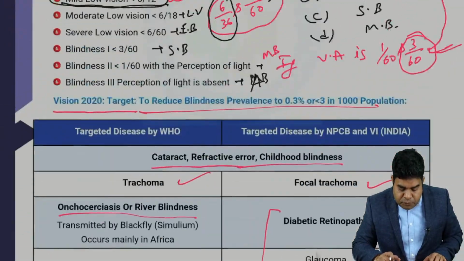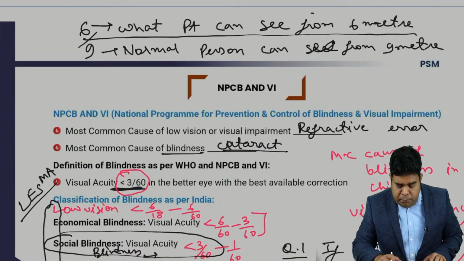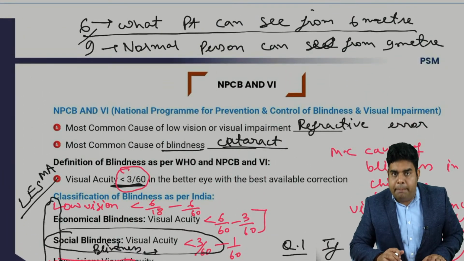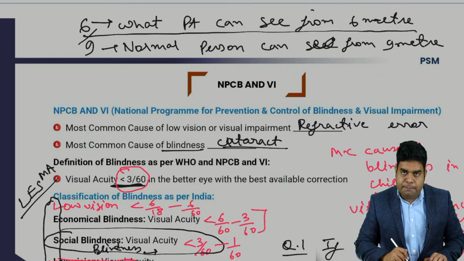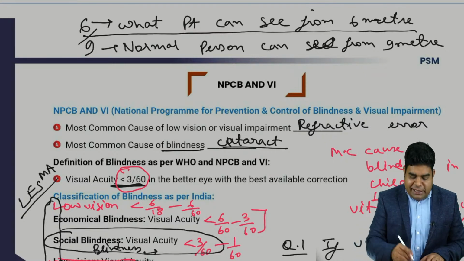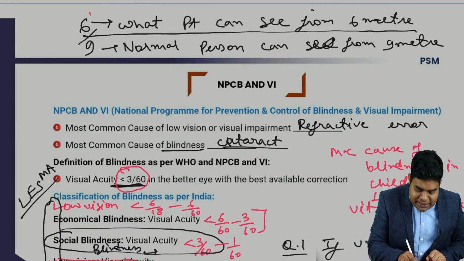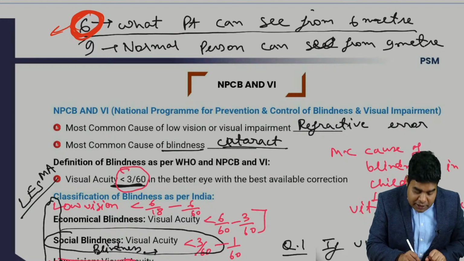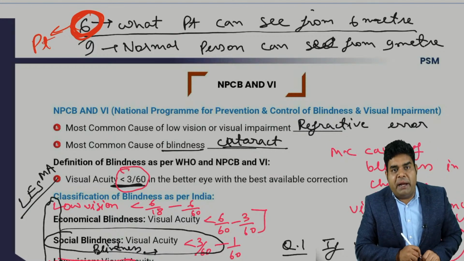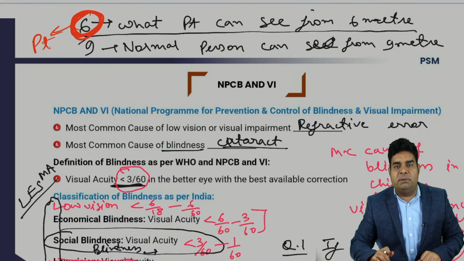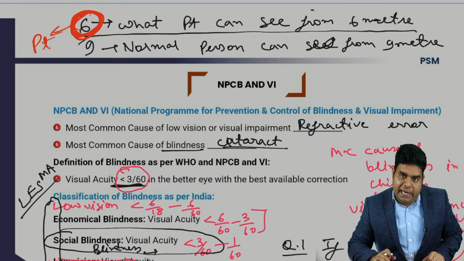Now let's read some important points from the I program, because Ophthal and PSM both ask questions from here. So if you are in OPD, 6/9 is written on the patient's OPD card. What does this 6 stand for? Is it for the patient or for a normal person? The 6 is for the patient. 6/9 means what the patient can see from 6, a normal person can see from 9.